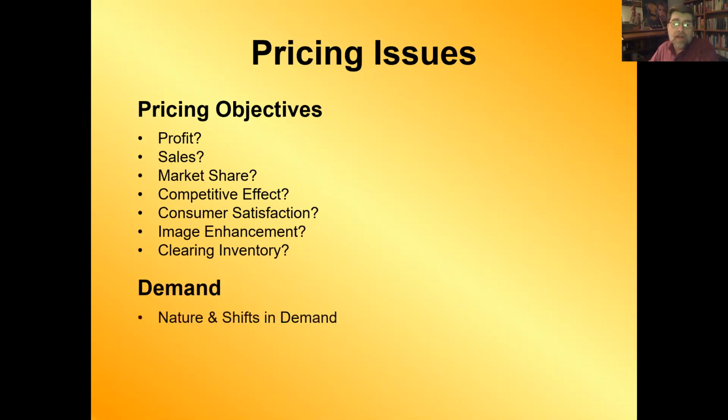We also need to look at demand. What is the nature and shifts in demand? Certainly, we know that demand for certain products shifts seasonally. Certainly, we have seen how the demand for certain products has shifted during the pandemic. This was being recorded at the end of June of 2020. We're still in the pandemic, and certainly we've seen the shift in demand for certain products like masks and PPE, personal protection equipment. We've seen a drop in demand for other products. So that's an issue that needs to be dealt with.